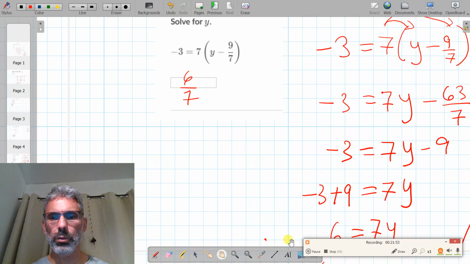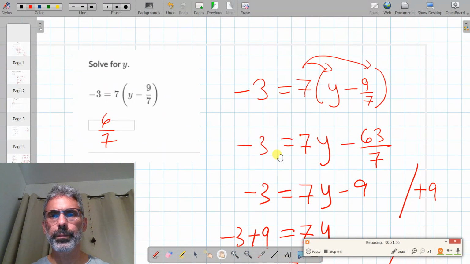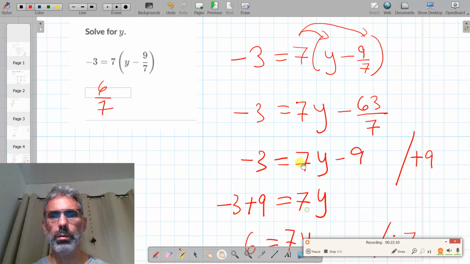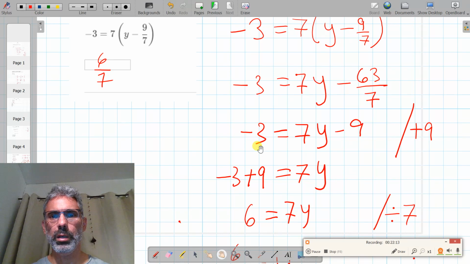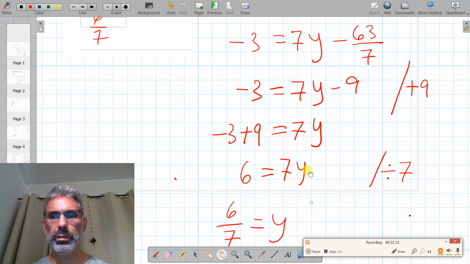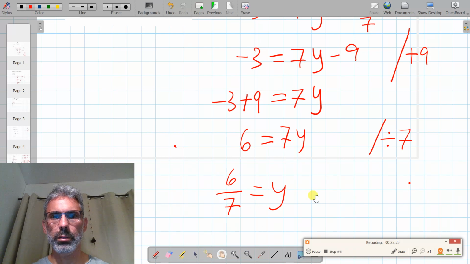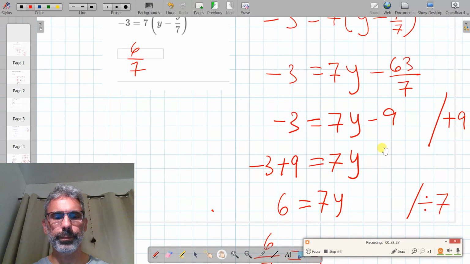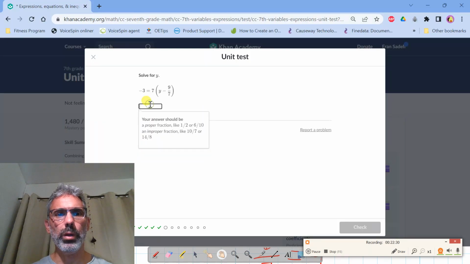Let's make sure that I didn't make any mistake. Minus 3 equals 7 times y minus 9 sevenths. So minus 3 equals 7y minus 9. I will add 9. Okay, so 6 equals 7y, we divide by 7. So, yeah. So y equals 6 sevenths.